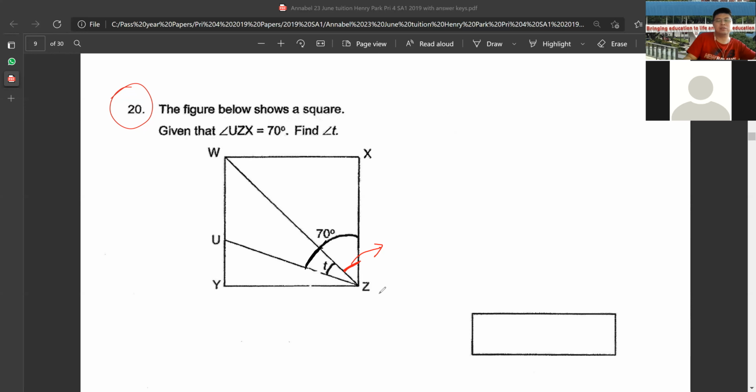Here is how many degrees? Do you notice this WZ cuts this square into how many parts? Half. So this part also is cut into half. The whole thing is 90 degrees, cut into half, you have 45. That one is 45 degrees. Then can you tell me what is your P?